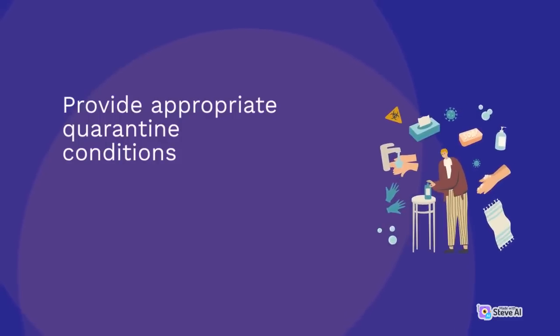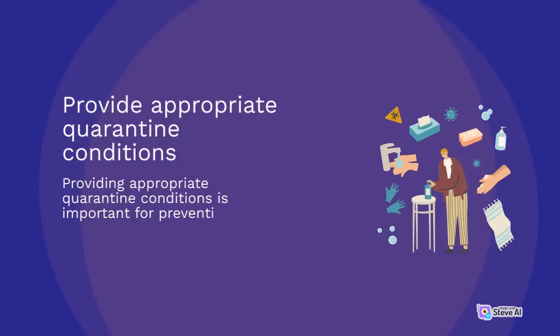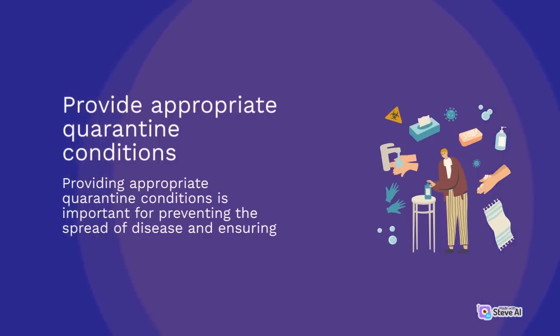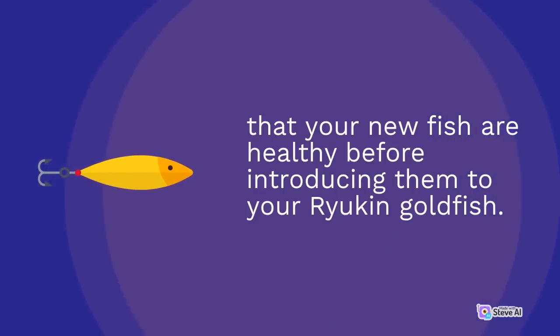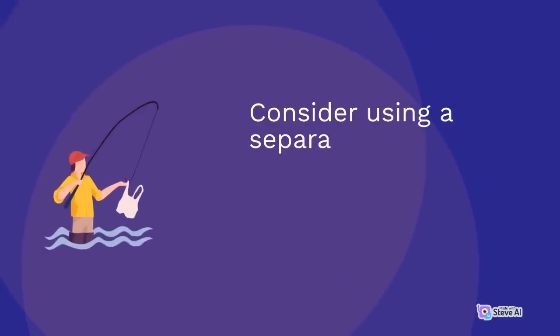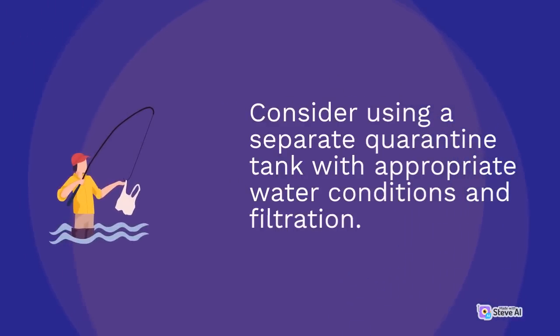Provide appropriate quarantine conditions. Providing appropriate quarantine conditions is important for preventing the spread of disease and ensuring that your new fish are healthy before introducing them to your Ryukyu goldfish. Consider using a separate quarantine tank with appropriate water conditions and filtration.